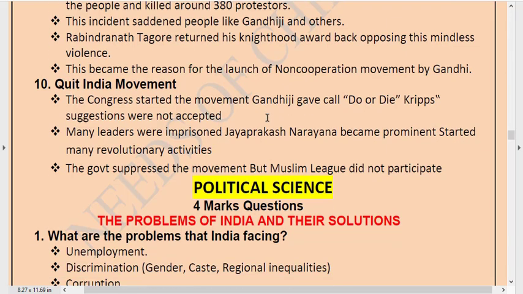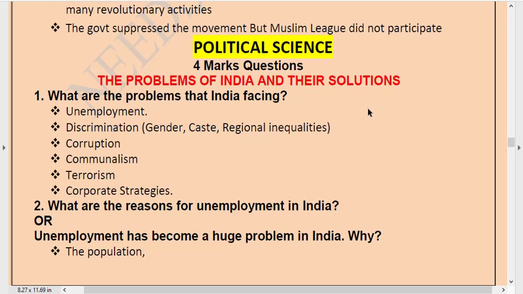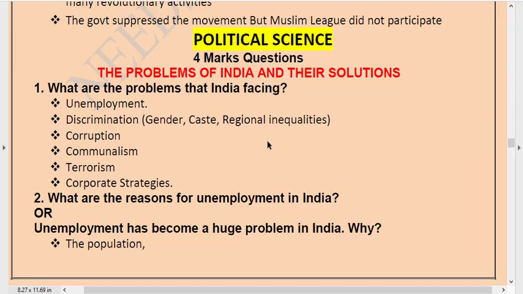So these are from history. Let's move on to political science. From the lesson, the problems of India and their solutions. What are the problems that India is facing? Unemployment, discrimination like gender, caste, regional inequalities, corruption, communalism, terrorism, and so on.